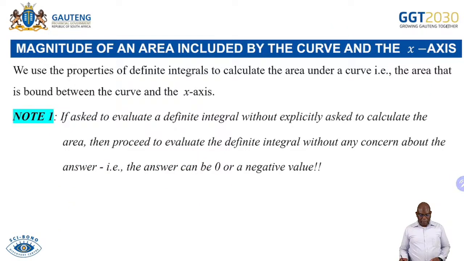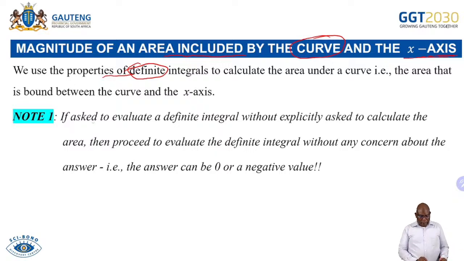Okay. Now let's look at the area. Now the magnitude of the area included by the curve or by a graph and the x-axis, obviously you'll be given the 2 values of x. Now we use the properties of definite integrals. We cannot get the area if we are using indefinite integrals, because remember we've got plus c. So if we need the area, we use definite integrals with the upper value and the lower value.